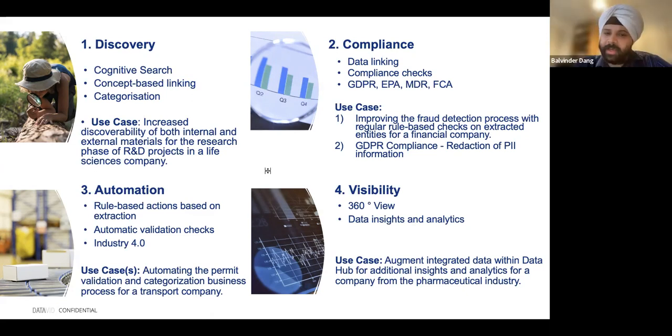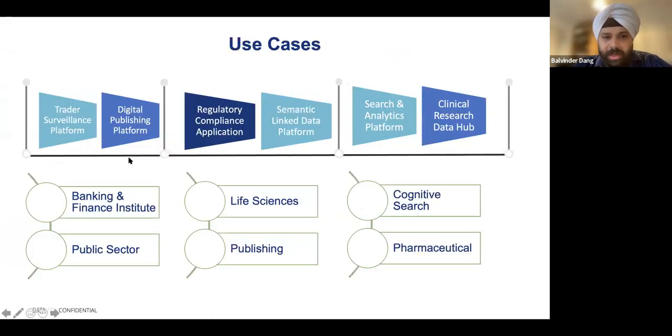Yeah, sure. So there are various use cases here, as I was explaining. There are trader surveillance platforms, digital publishing platforms, regulatory compliance applications, and semantic linked data platforms. These are all various use cases of data intelligent applications. And in the regulatory industry, it becomes more and more important because of the compliance needs, which are increasing by the day.